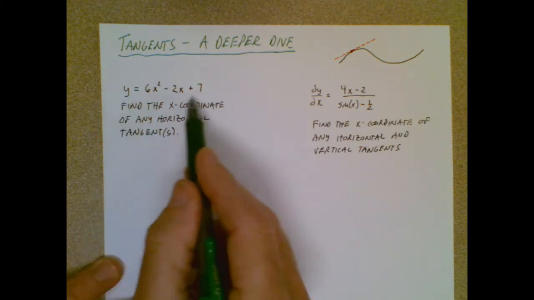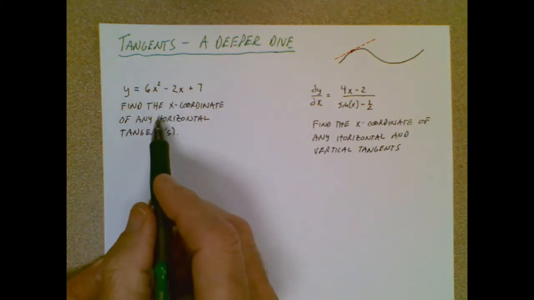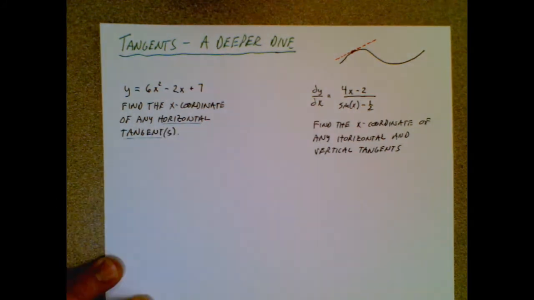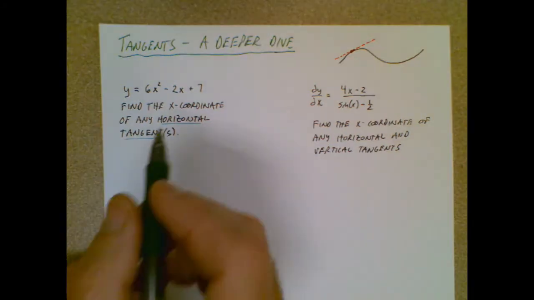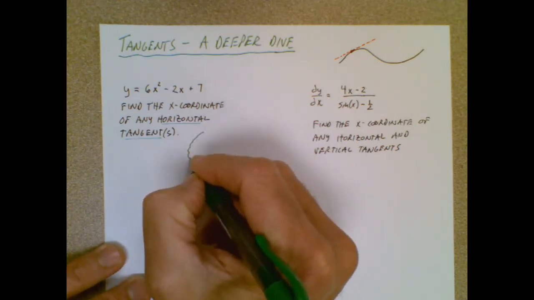So we're going to start with this somewhat friendly parabola. And what we want to do is find the x-coordinate of any horizontal tangents. Horizontal tangents will come to be very famous in calculus. Some would say even more famous than Johnny Cash. That's a bold statement.